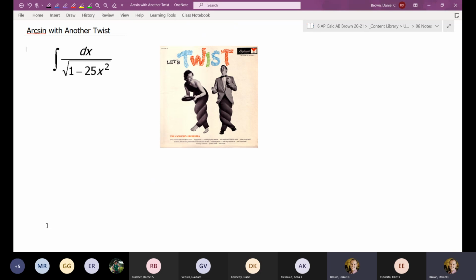I am going to work this one out two different ways. Again, I think u sub personally is my favorite way, but other people see it other ways as well. Not going to finish it. I'm just going to do the first step of it, and then we'll regroup and talk about both methods.